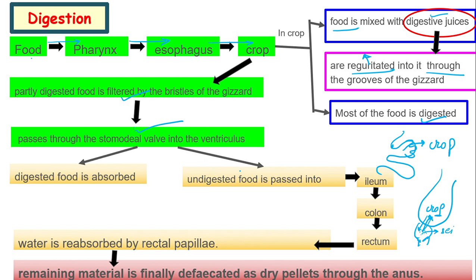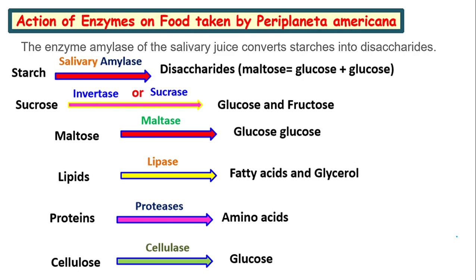What did I tell you? Here we have the stomodeal valve. The digested food is absorbed and the undigested food is passed into the ileum, colon and rectum, and in the rectum we have the rectal papillae where the most amount of water is absorbed. So finally your feces is defecated like a dry pellet through the anus.